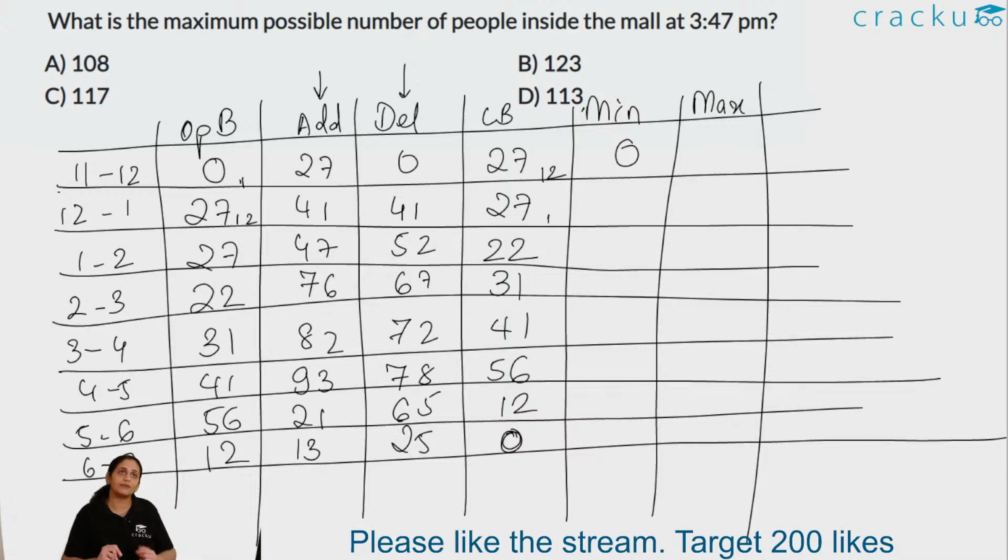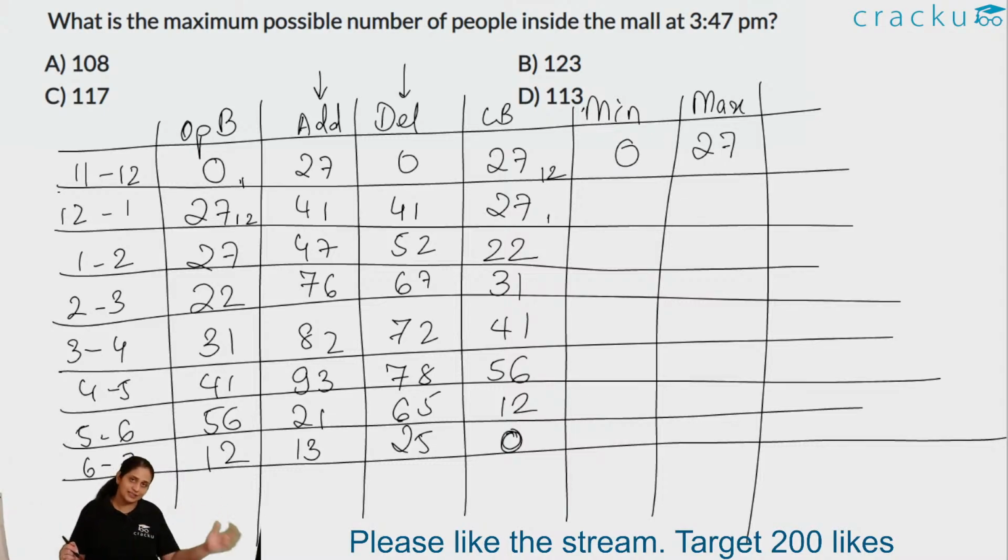Similarly, what would have been the maximum number of people at any point of time between 11 and 12? Suppose everybody came at exactly 11:01. Then the maximum number of people would be the entire 27, saying that all 27 came exactly at 11:01. So at 11:05 we had all 27. So consider what would be the min and max for any point of time in that range.